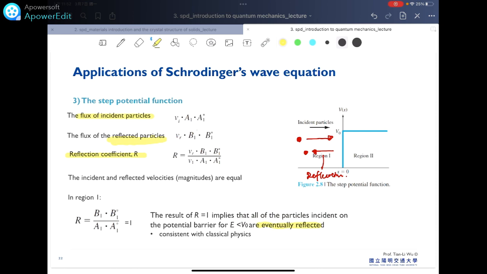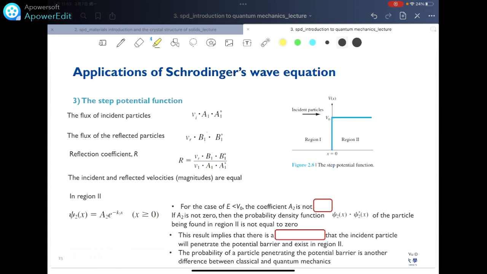So if we have R equal to 1, it means that you incident the 10 particles here, you got the 10 particles bounce back. So that's consistent with classical physics. This is what we already learned from Newtonian physics: we throw the ball against the wall and then the ball will only reflect back. So that's exactly the case we are talking about.